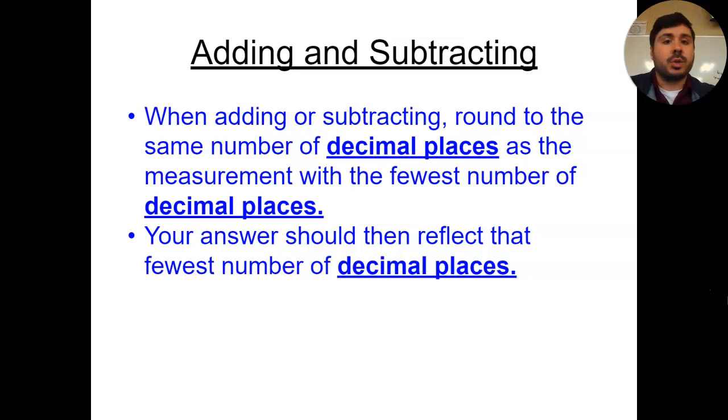Okay. Again, whichever number in your set of adding and subtracting has the fewest number. Let's say you've got 3 numbers, 2 with 2 decimal places and 1 with 1 decimal place. Well, the number with 1 decimal place is what you should be rounding your final answer to. Okay.